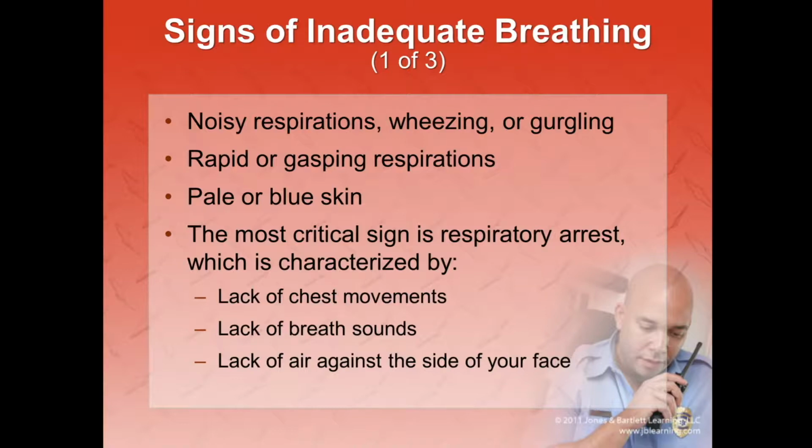Pale or blue skin. Pale skin, kind of self-explanatory. Blue skin, also known as cyanosis. You'll see it maybe around the mouth, around the nose, and in the fingernail beds. That's a sign that your body's not getting enough oxygen. So in those areas, you might see some bluish tinged skin.